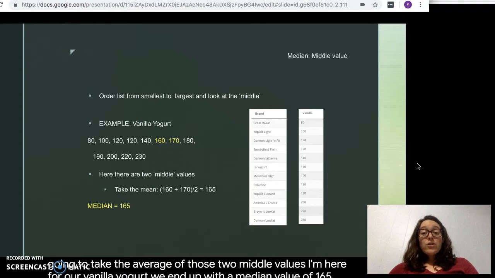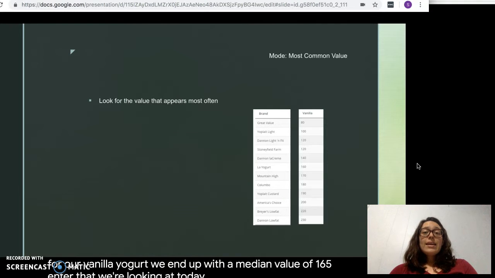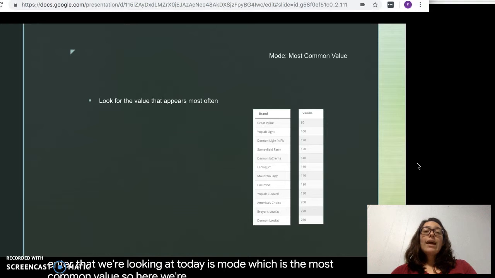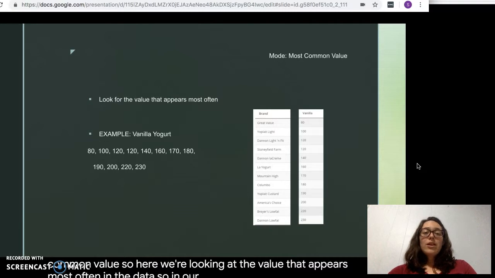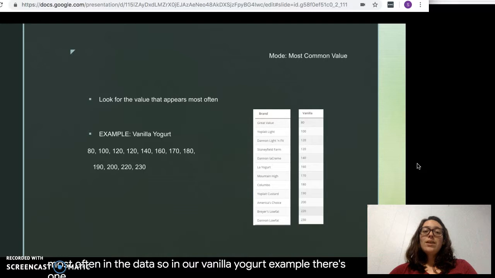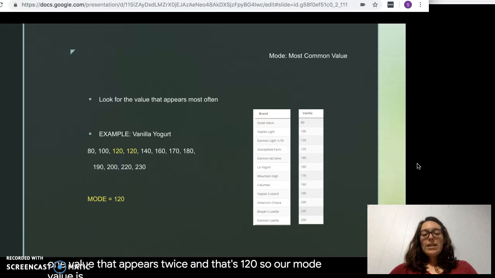Our last measure of center that we're looking at today is mode, which is the most common value. So here we're looking at the value that appears most often in the data. In our vanilla yogurt example, there's one value that appears twice, and that's 120. So our mode value is 120.